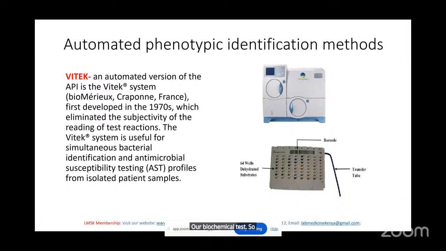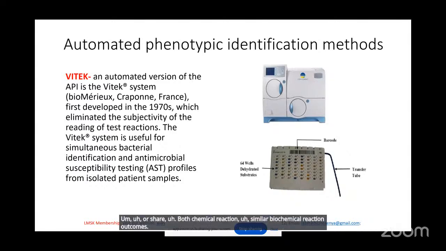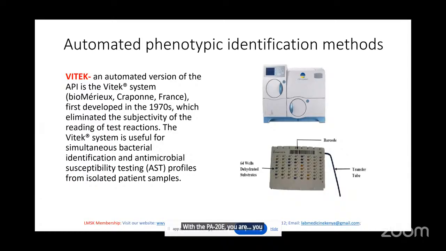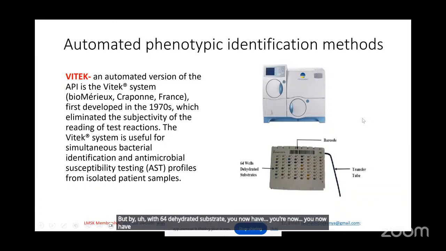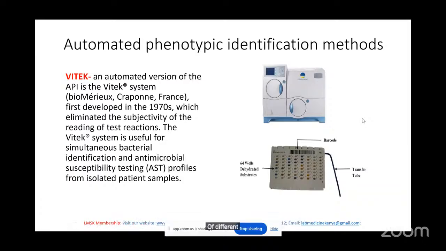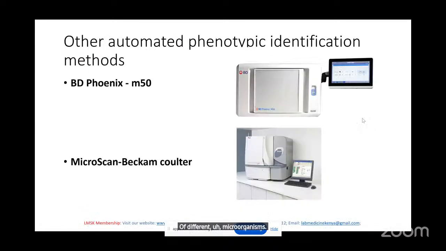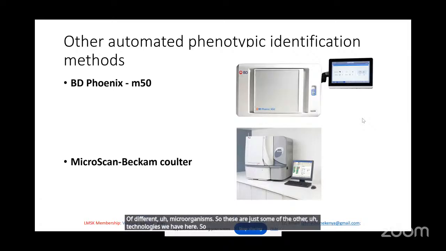So if you have organisms that are closely related or share similar biochemical reaction outcomes, with the API 20E you may be missing some organisms, but with 64 dehydrated substrates, you now have better differentiation of different microorganisms. So these are just some of the other technologies we have here. Basically they all use colorimetry. You have BD Phoenix, then you have MicroScan, Beckman Coulter, just to mention a few.